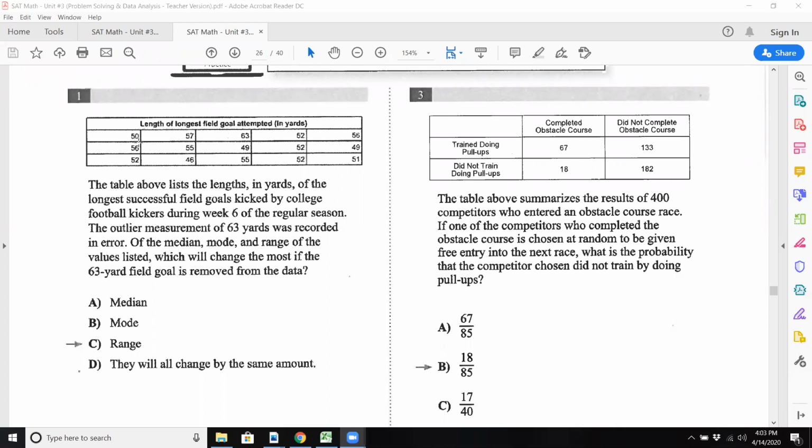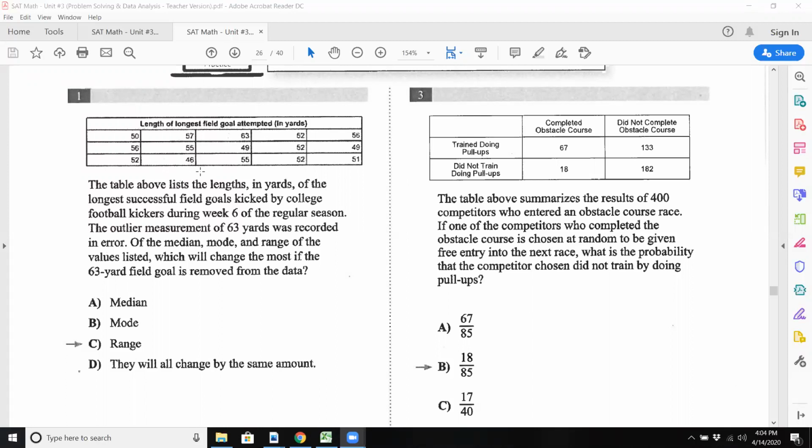So most of the field goal kicks are about in the mid 50s or so. The lowest one is probably 46. So right now the range is 63 minus 46. The range is always high minus low. The range is 17 right now. If you take away the 63-yard field goal, then the highest one would then be 56. So now the range changes by quite a bit. Actually, no, sorry, 57 minus 46. 57 is the second highest. So that changes quite a bit.